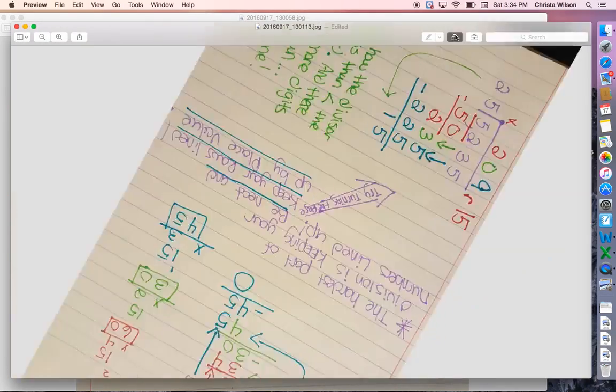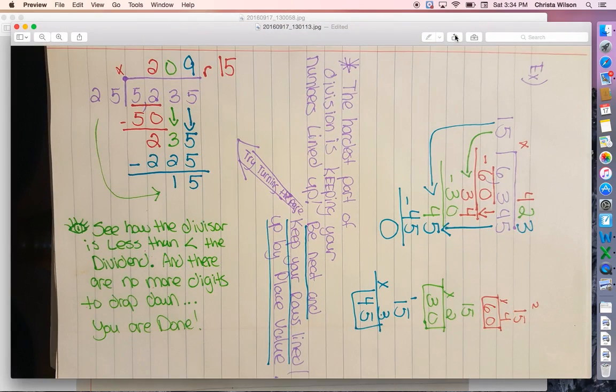Let's see if that, whoops. Turn it around. There we go. All right, remember my trick? On our notebook paper, we have lines already drawn out. So you can line it up this way to keep it nice and neat and every row lined up.